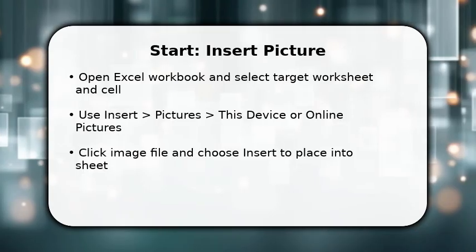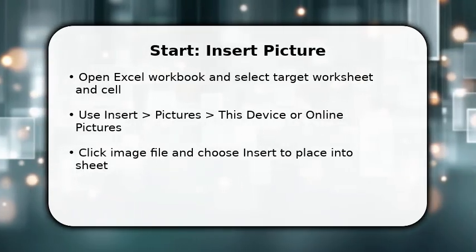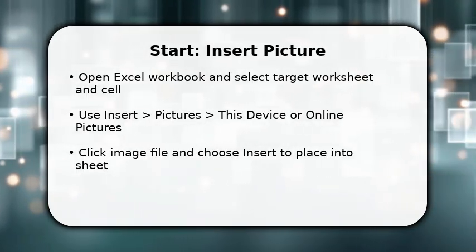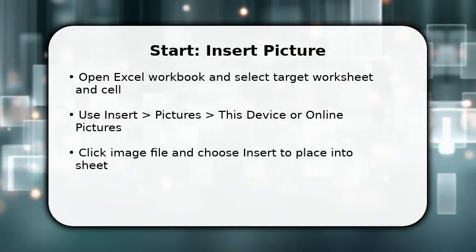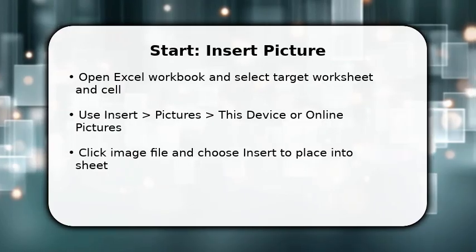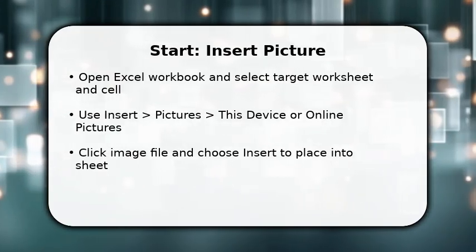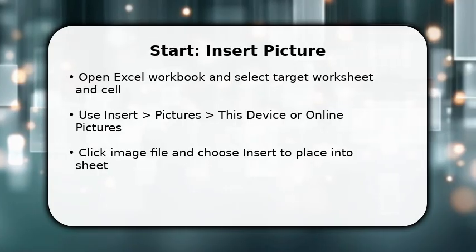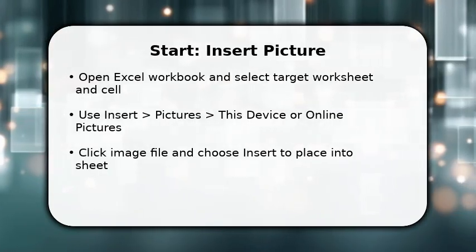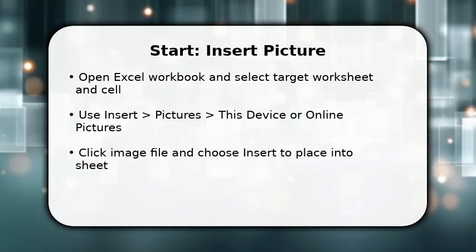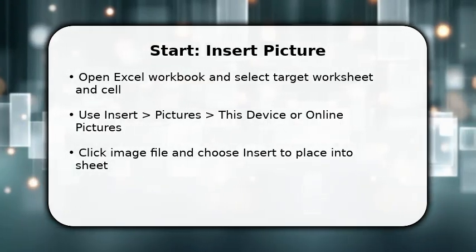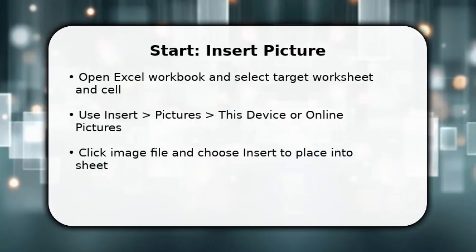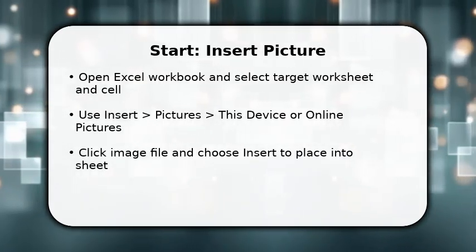You begin by selecting the exact worksheet and cell where the picture should live. This anchors your intent. Next, open the Insert menu and pick Pictures, then choose this device or online pictures depending on where the file is. When the file dialog appears, click the image file and choose Insert. Once done, the picture drops onto the sheet rather than into a separate program. Make sure to keep the picture selected so the next steps can lock position and sizing precisely.